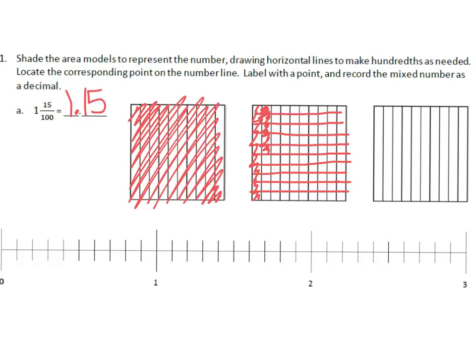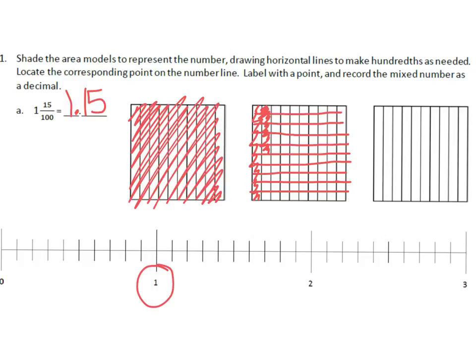Next we will have to show 1 and 15 hundredths on the number line. If you look at the number line, each tick mark represents tenths because there are 10 spaces. I need to imagine that within those tick marks there are 10 tinier tick marks in between. Don't worry, we aren't going to draw them. We're just going to imagine that they're there.